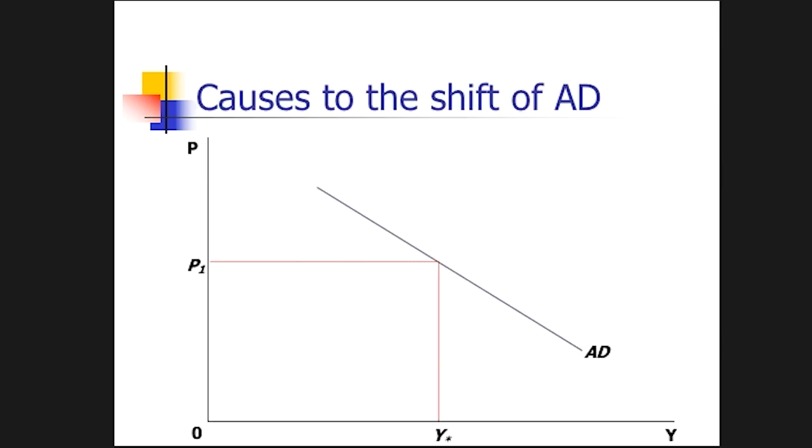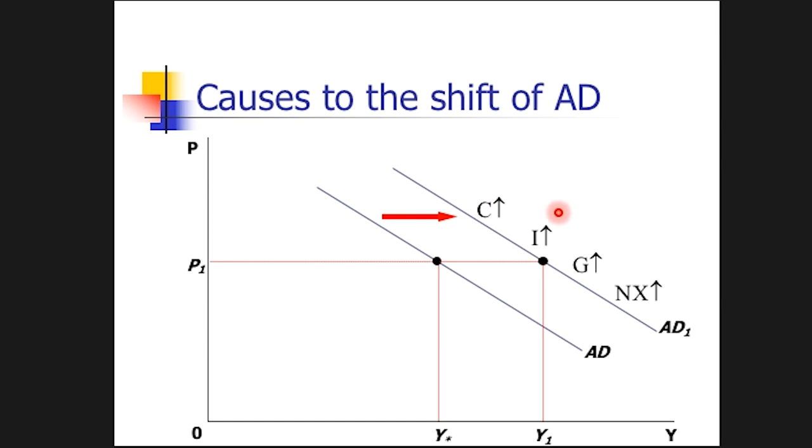There are many other reasons that lead to a change in AD, not the change in the price. So if we have the price constant, but we have changes in consumption, investment, government spending, or net export, AD will change at the constant price. And this is called the shift of AD. If AD increases, it will shift to the right. And if it is reduced, it will shift to the left.